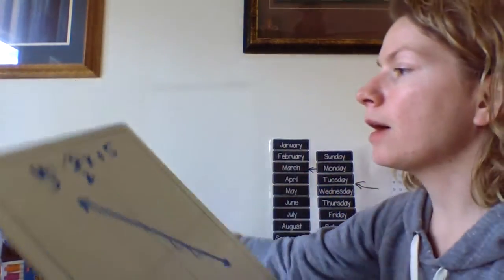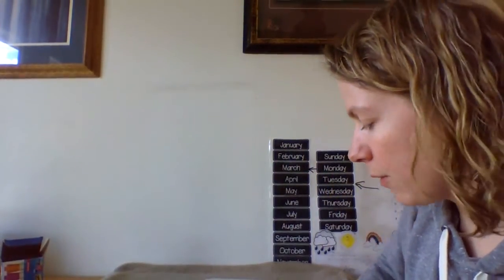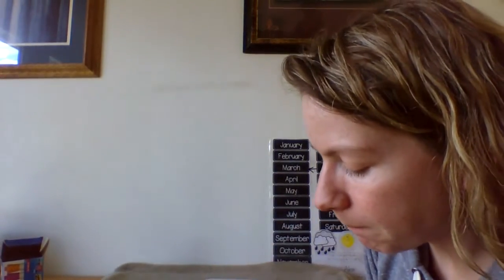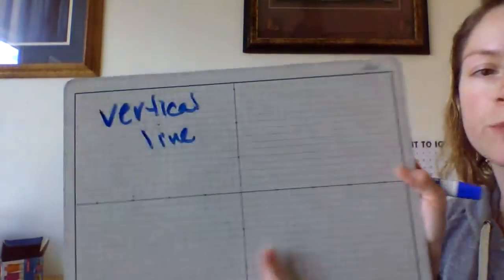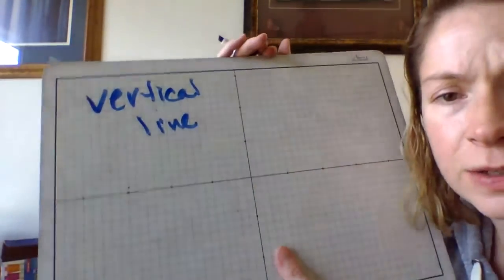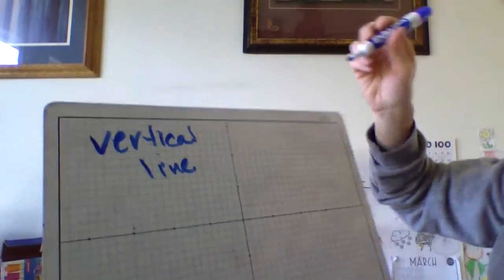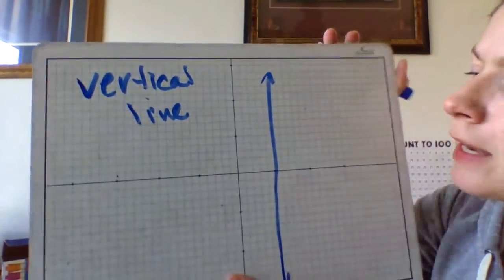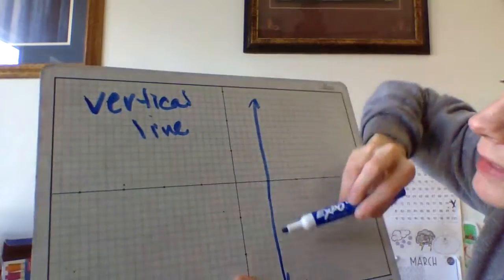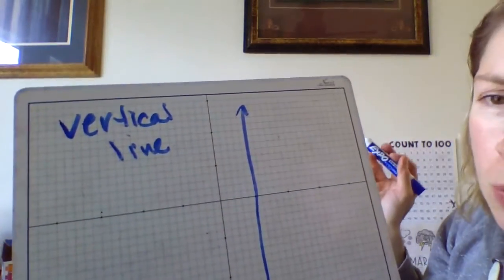Okay? One other thing that I want to look at real quick are vertical and horizontal lines, because those are the ones that cause some problems for people. So if I have a vertical line, these are the ones that cause problems all the way through calculus because they're hard to remember. So a vertical line would be something like this. For this vertical line, every single point on this line has the same x coordinate.